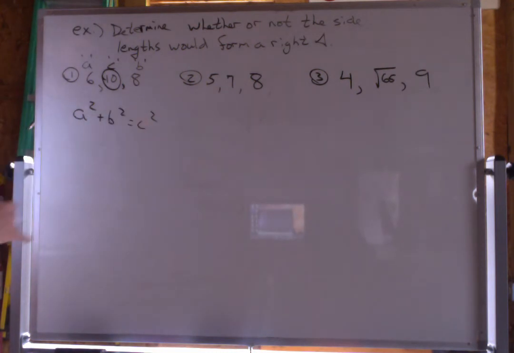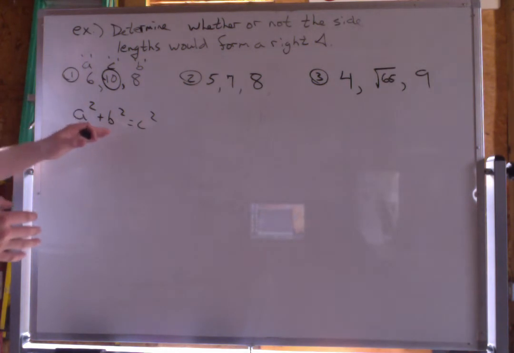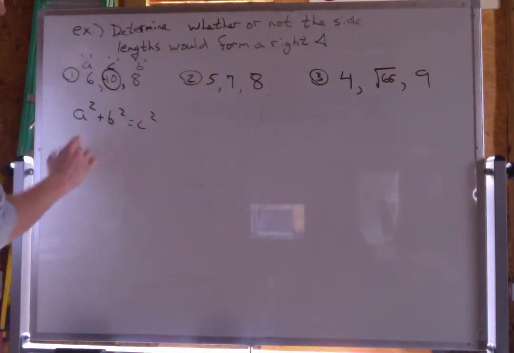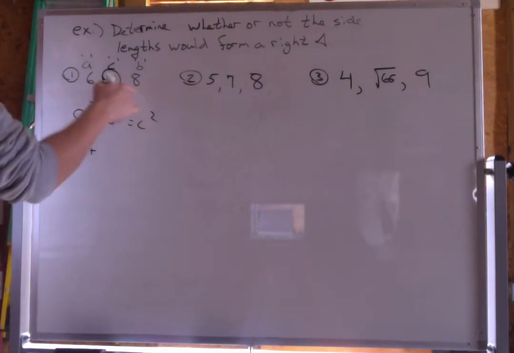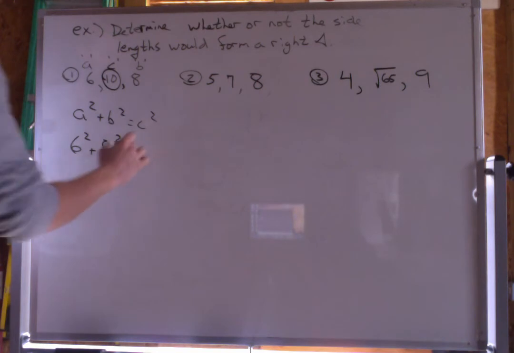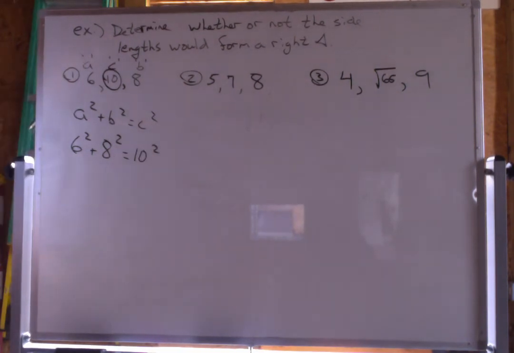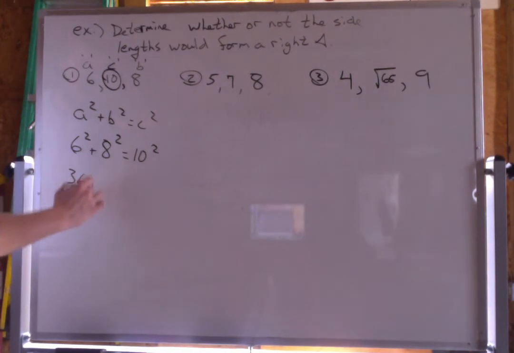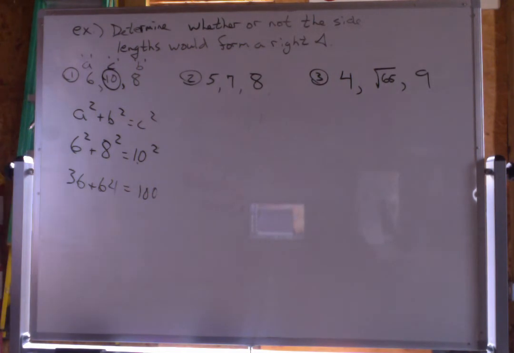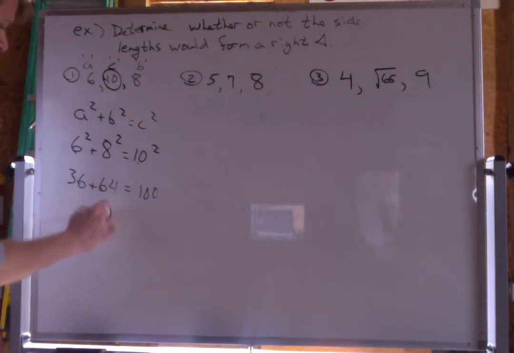All right, so now I simply fill these in. And again, all I'm checking is whether or not we get a true statement at the end of the Pythagorean theorem. That will tell us if we have a right triangle. So A squared becomes 6 squared, plus B squared is 8 squared, equal to C squared, which is 10 squared. Now I just evaluate this. 6 squared is 36, 8 squared is 64, 10 squared is 100. And sure enough, if I add 36 and 64, I do get 100.